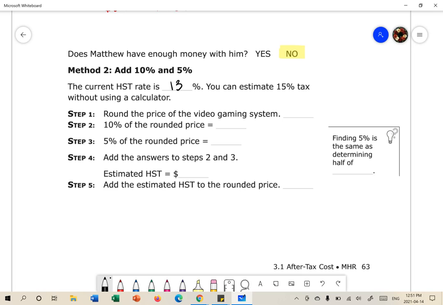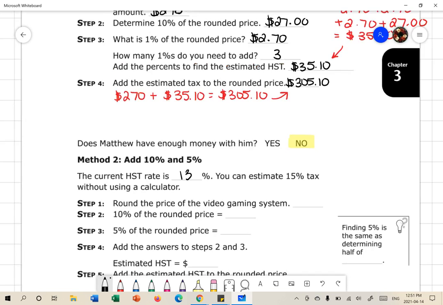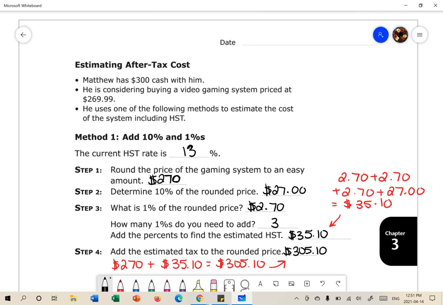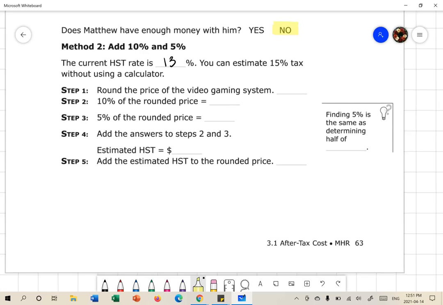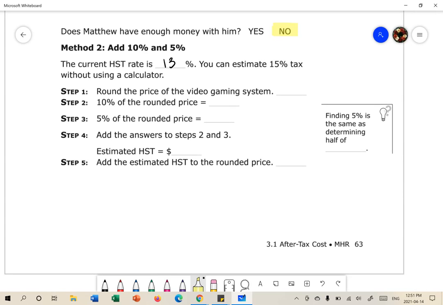So again, the video gaming system is $269.99. I'm going to round that to $270 again. 10% of that is $27, just like in method 1. Now it's asking us for 5% of that. Now 5% is going to be the 10% amount divided by 2.